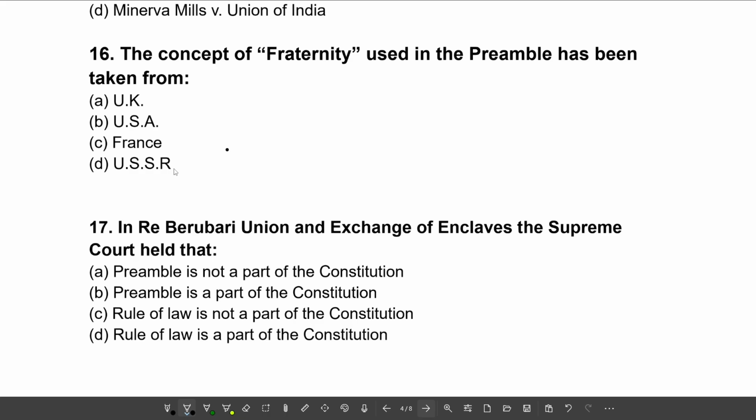The concept of fraternity used in the Preamble has been taken from option A, UK, option B, USA, option C, France, option D, USSR. So the correct option will be option C, France.